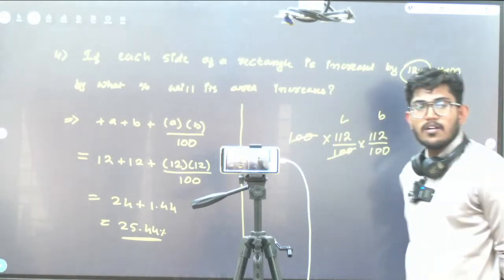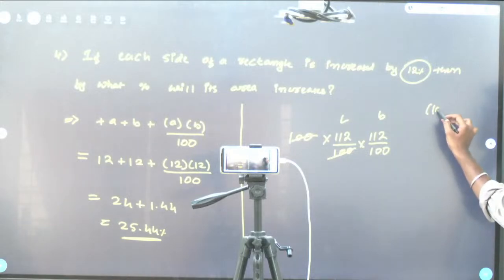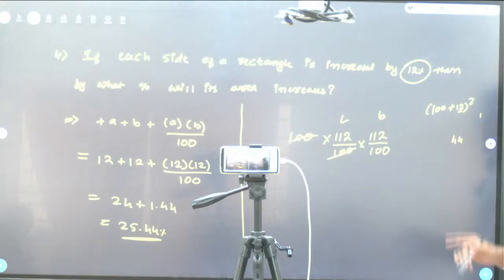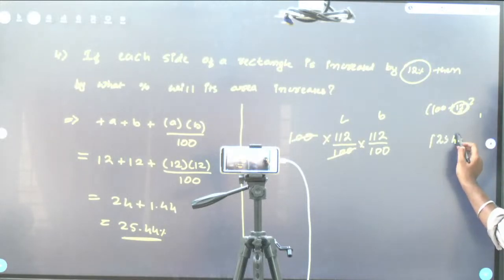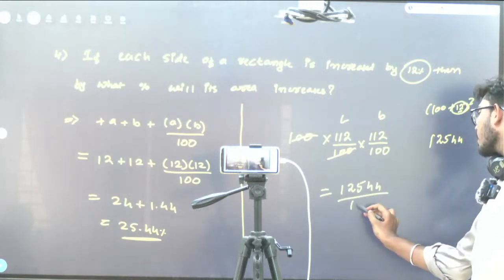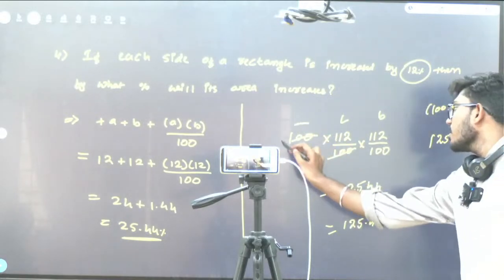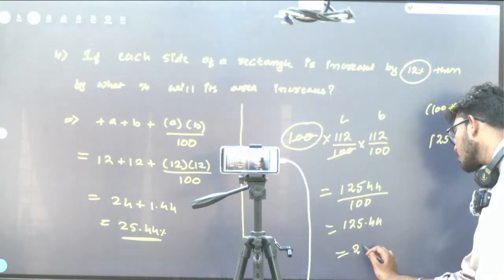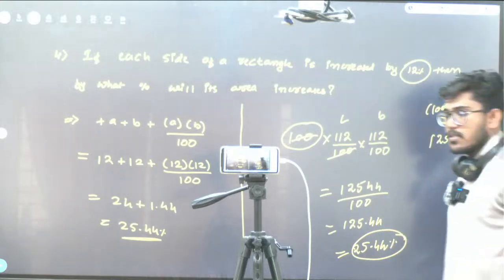When you square it, the 100 value, 100 plus 12, you have to write. First find 12 squared, which is 144. Write 144 plus 1. 112 plus 12 is 124, plus 1 is 125. Divided by 100, so the two digits shift, giving 125.44. Initial, how much did I take? 100. Now how much am I getting? 125.44. So the extra I get here is 25.44.